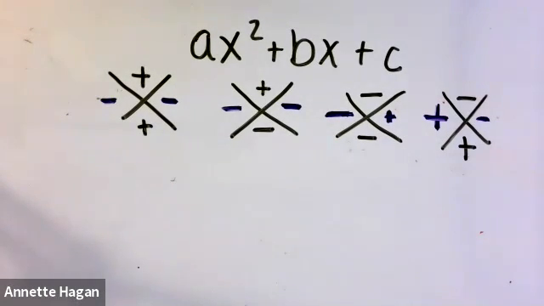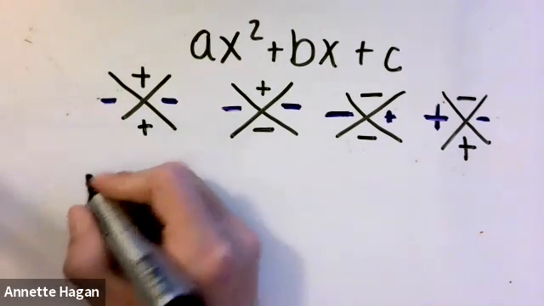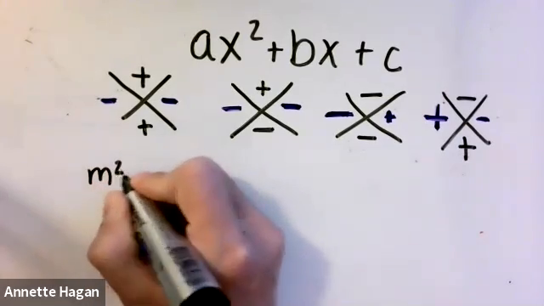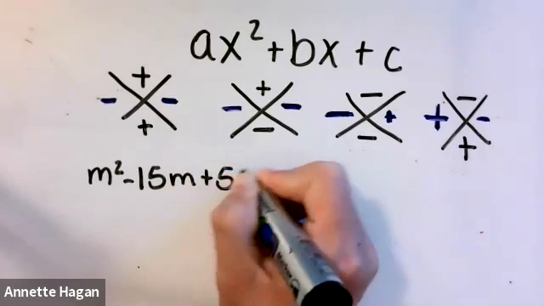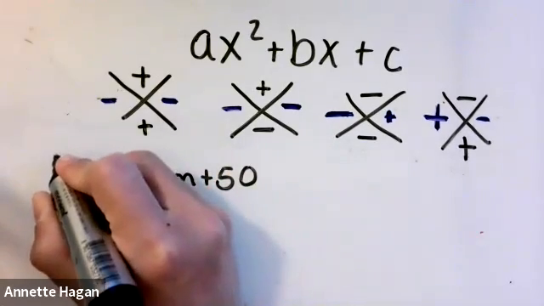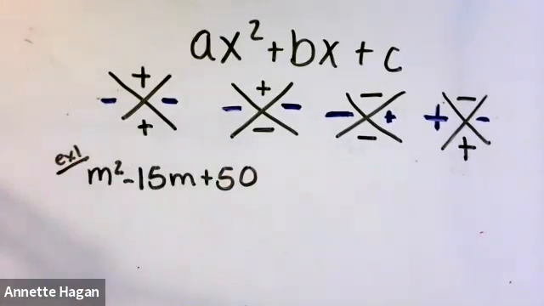So we're gonna do example 1 together. Example 1 is gonna be a basic one. Let's do a basic one, and then we'll build on that. So let's start with, why not this one? M squared minus 15m plus 50. Okay, so this is our first example. So we want to factor this.